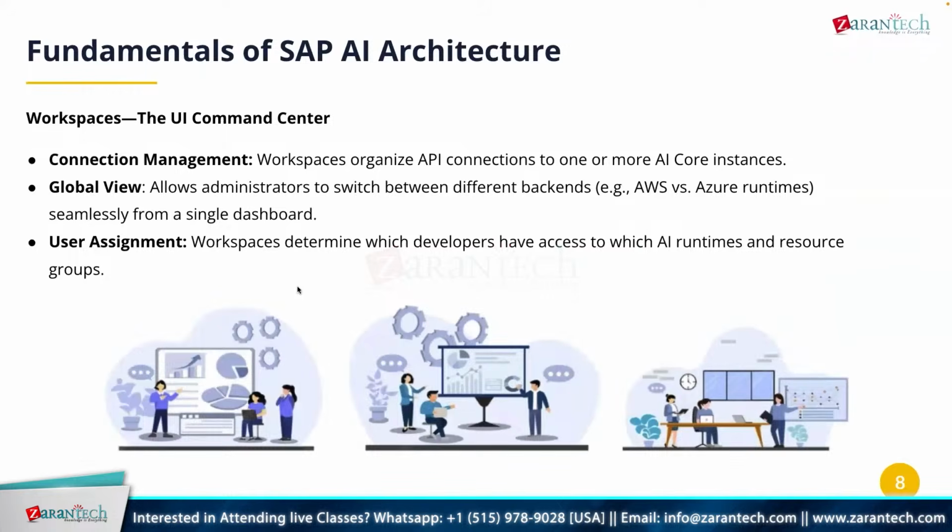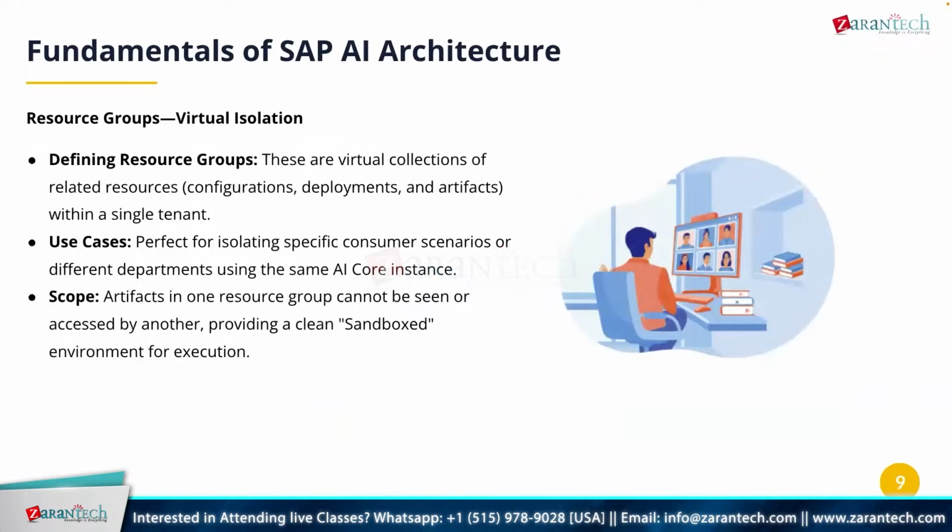At workspace level, there's a UI command center where connection management and global user assignment happen. In a short while, I'll show you the practical part also, so you can understand these things. Resource groups are virtual collections where you configure, deploy, and manage artifacts. This is mainly for all the AI Core instances. But artifacts in one resource group cannot be seen or accessed by others. It's basically a sandbox environment for execution.